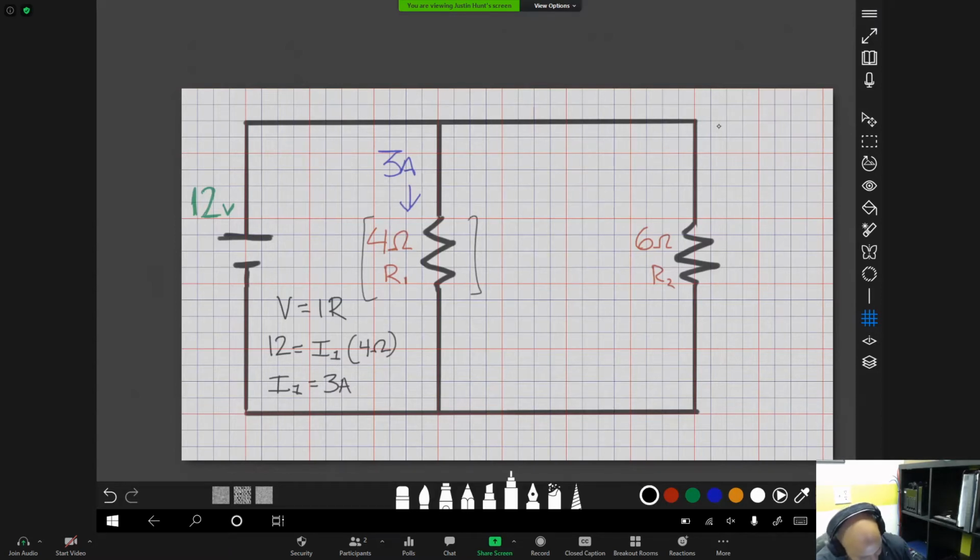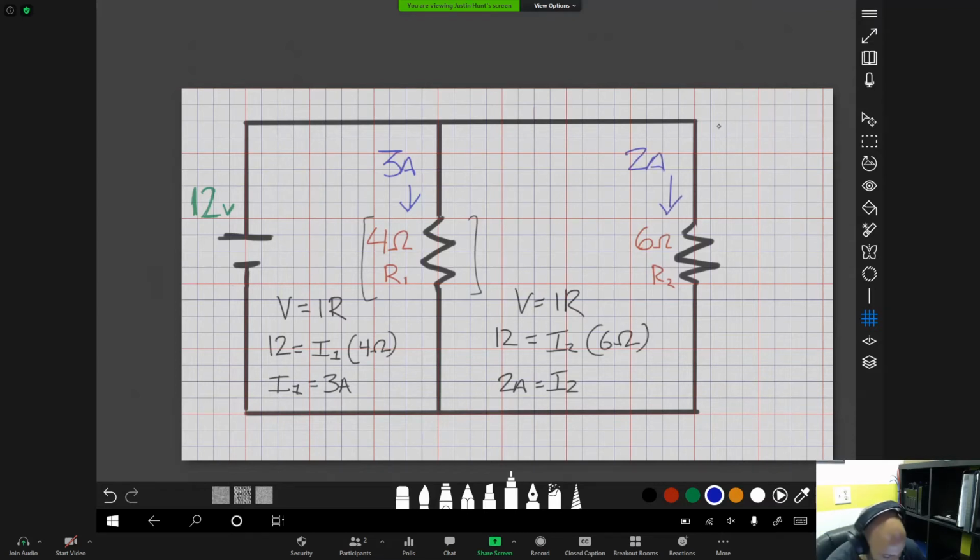Let's do the same thing to the other side, and we can use the exact same formula. We know the voltage is going to be consistent, and this time we're looking for I2 because we're talking about resistor 2. And this time 6 ohms is on this side. We've got 2 amps is equal to I2. Great. Let's mark this guy so that we recognize that.